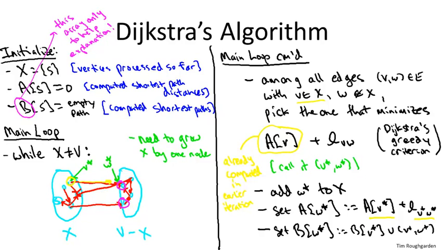W star is the one that gets added to X, so it's the head of the arc with the smallest greedy score, and then we compute the shortest path distance of that new vertex W star to be the shortest path distance to V star plus the length contributed by this edge V star W star, and then what is the shortest path? It's just the shortest path previously computed to V star plus this extra edge V star W star tacked onto the end. Here's the formal statement we're going to prove.